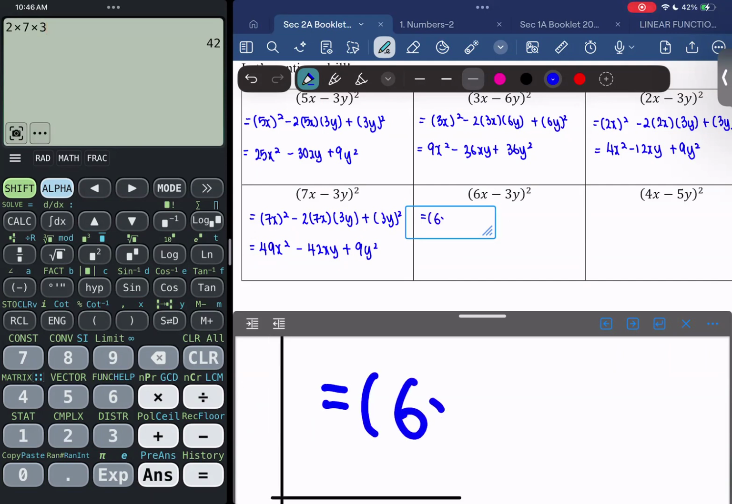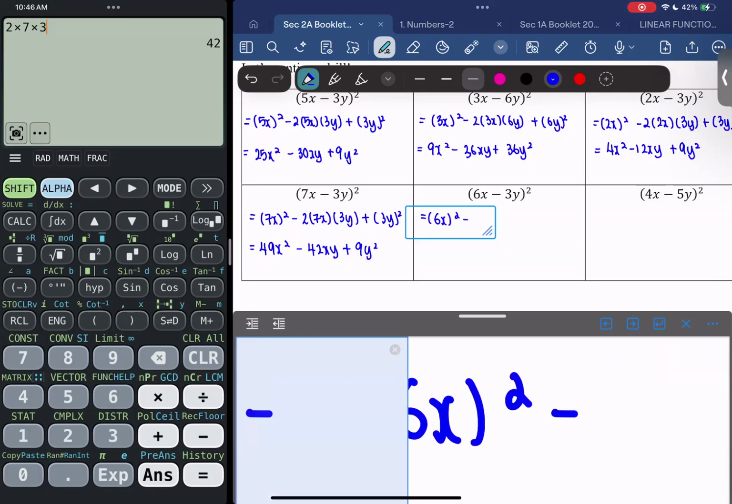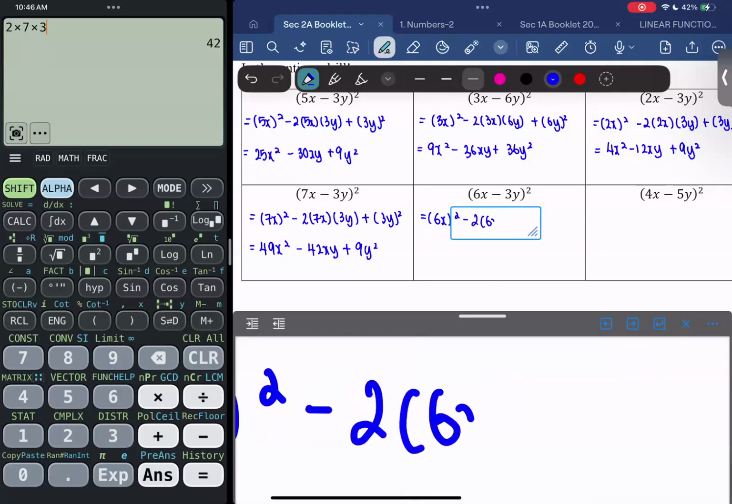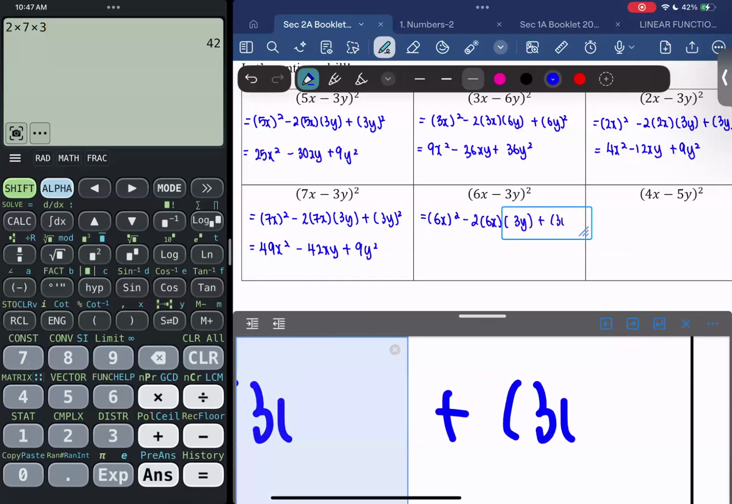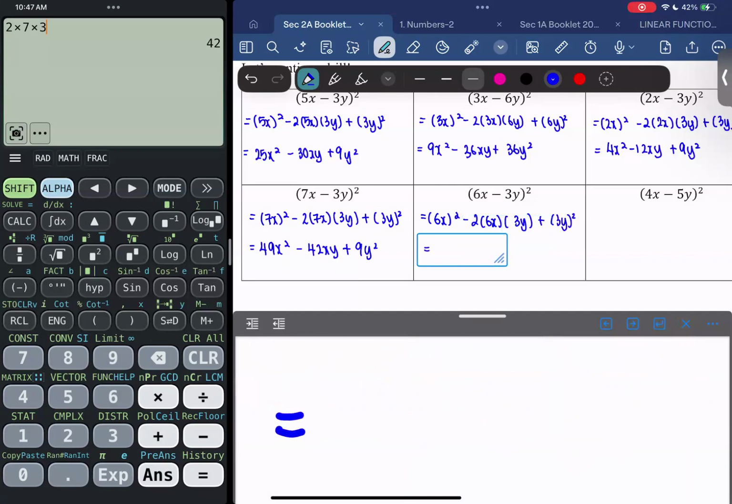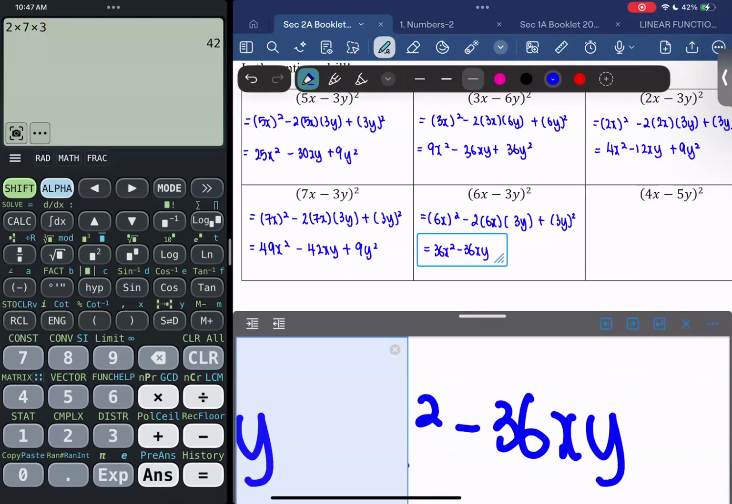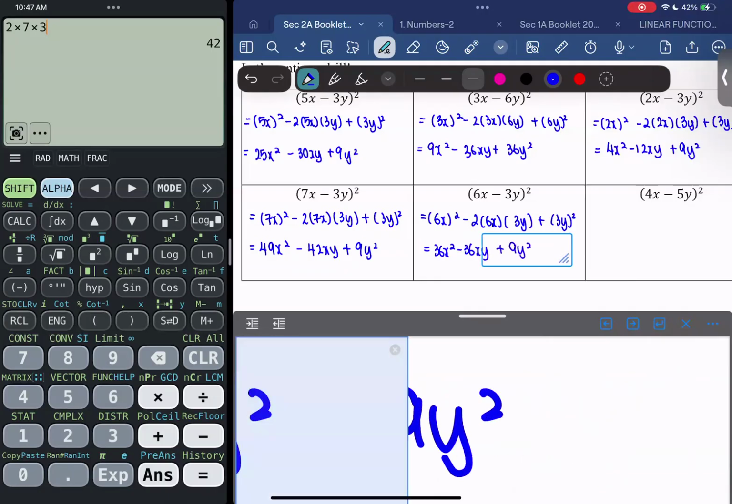Okay, yeah. 6x squared. Don't forget what's in front of the 6x times 3y. You miss out a number, and then the last one also. Okay, so 2 times 6x and then 3y. And then 3y squared, correct. Yeah, very good, Afifa. Improving, very good. Faster than me already. Okay, last one.